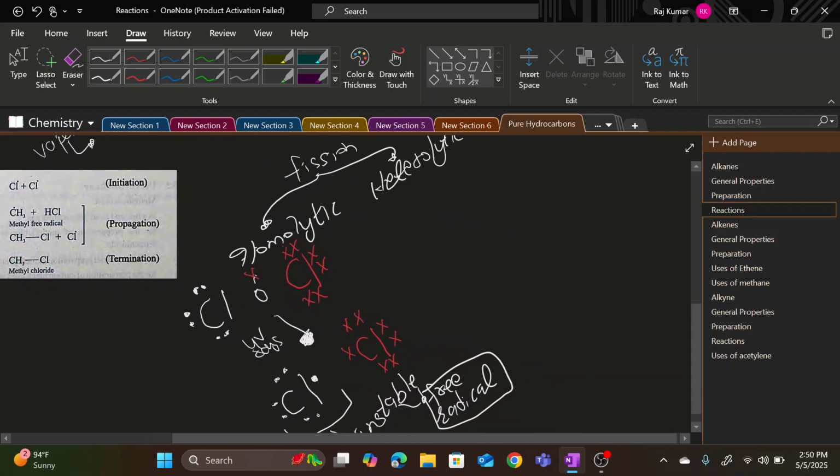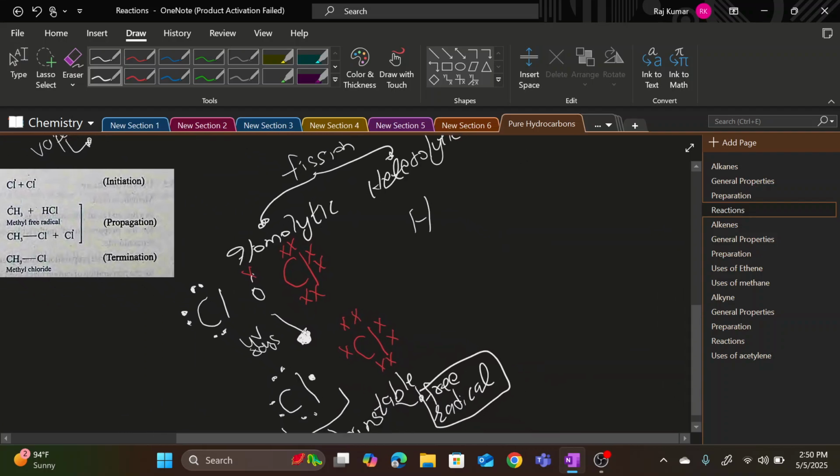Now let's move on to heterolytic fission. Let's say I take hydrogen chloride. This is hydrogen chloride. Let me draw the hydrogen atom here, and the chlorine.